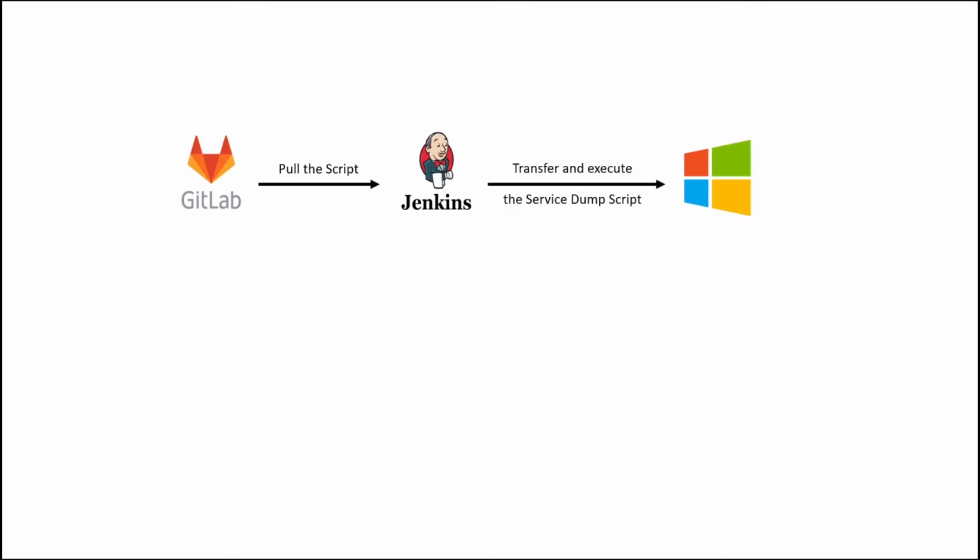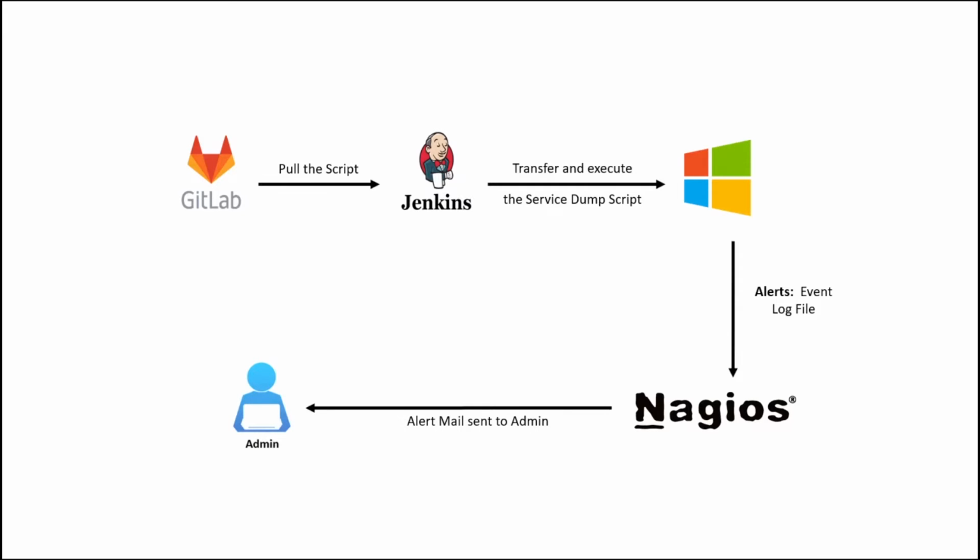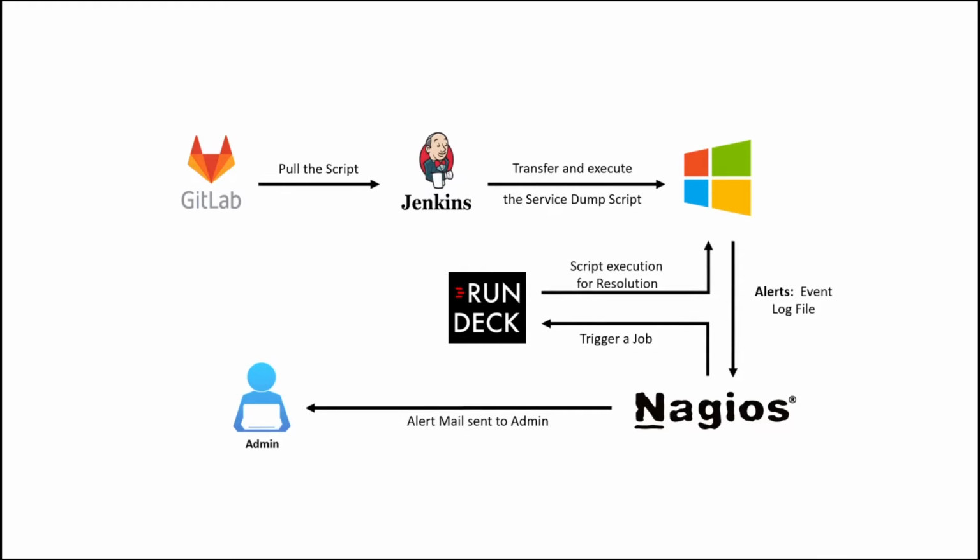After a few minutes, the log file is parsed by Nagios for the terminated process and an alert message is shown on the Nagios dashboard for the Windows node. Now one alert mail is sent to the admin user and Nagios will trigger the Rundeck job. In the next stage, the Rundeck job will execute the script to restore the terminated process on the Windows machine.